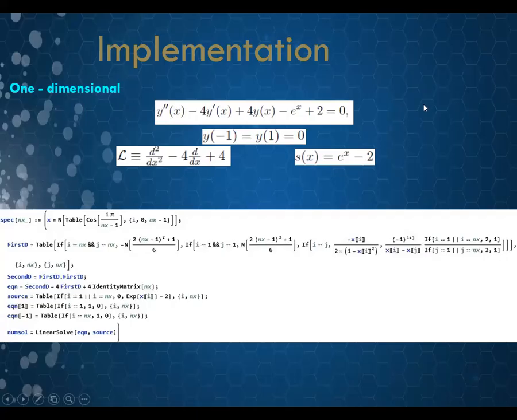Excuse me, can I ask a naive question? Is there any weak point in the spectral method? According to your presentation, it sounds like it's always advantageous to use the spectral method compared to the finite difference method. But is it always better to use the spectral method?